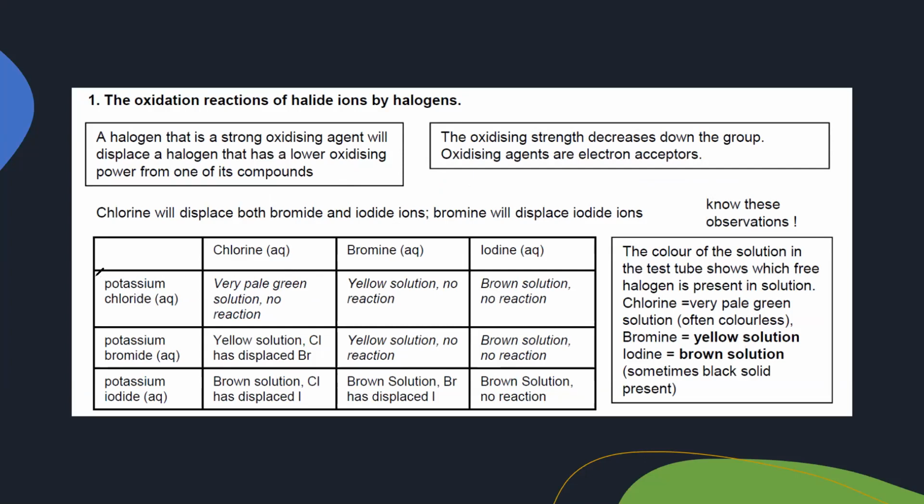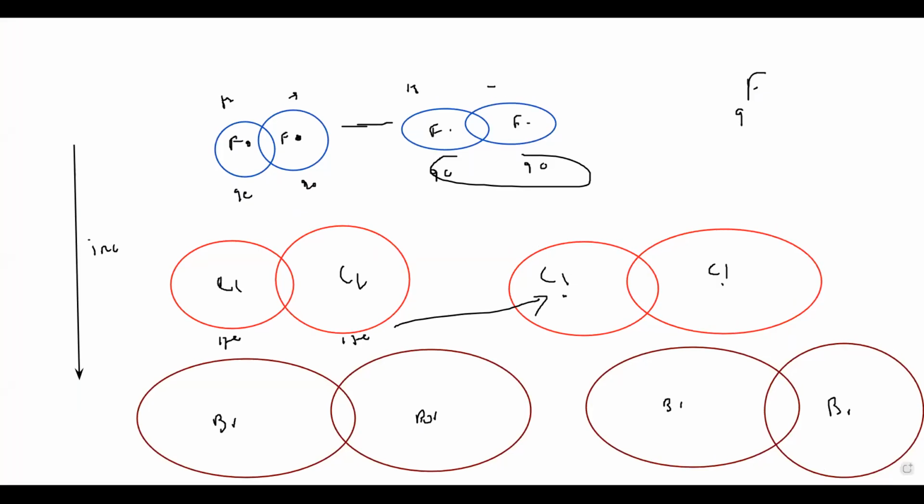For example, if we have potassium chloride and we add bromine, a yellow solution, there is no reaction. And if we add iodine to potassium chloride, again no reaction, because always the more reactive halogen displaces the less reactive halogen from its compound. So we have fluorine, chlorine, bromine and iodine, and as we go down the group the reactivity is decreasing.